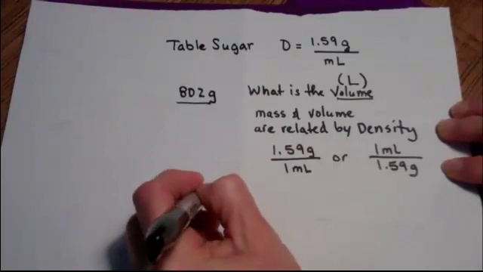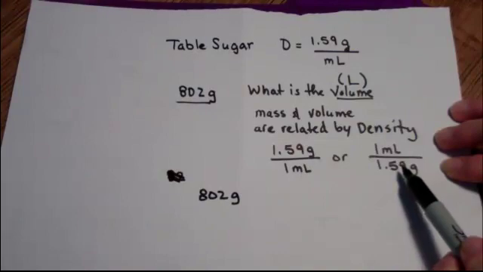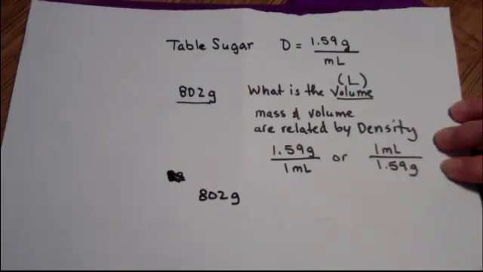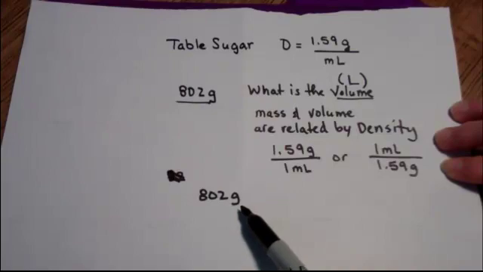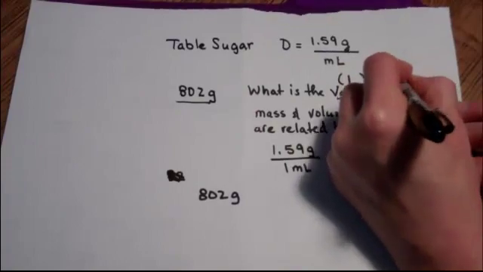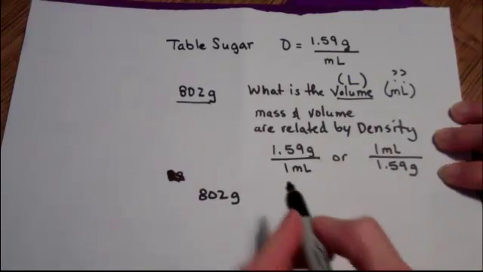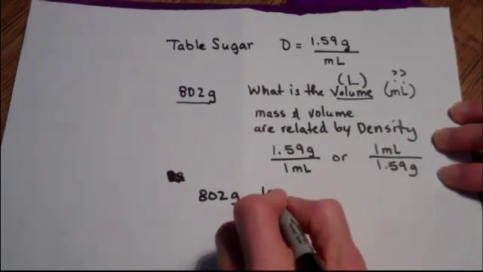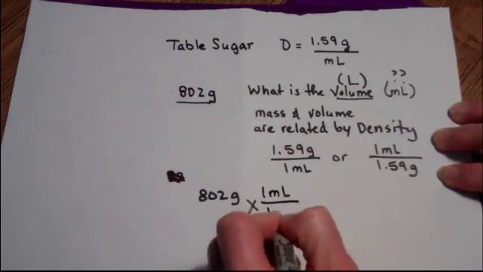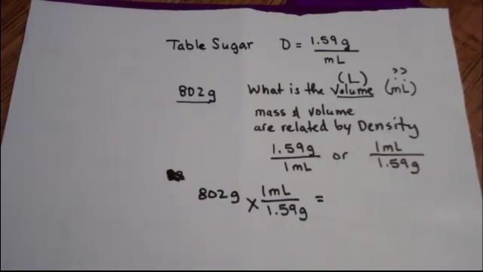So our volume is measured in liters as the base unit. So if we start with 802 grams, which conversion factor are we going to need to use? The mils on top or the grams on top? We want to get rid of grams, and we want to get volume, or milliliters in this case. And so we want the milliliters to be on top and the grams to be on bottom so that we can get rid of them. So if we say times 1 mil over 1.59 grams, this is going to cause our grams to cancel out.